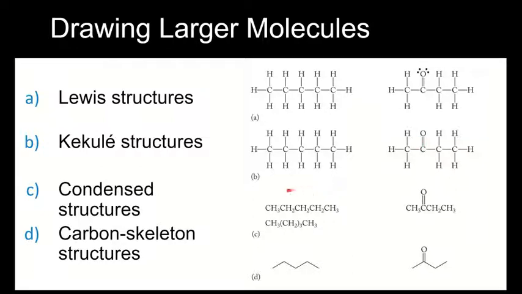Then we have these, which are called condensed structures. So you'll see this CH3 corresponds to a CH3 group like this, where you have the carbon and 3 hydrogens attached. Then in the middle of carbon chains, you can see you have these CH2 groups. So CH2, CH2, CH2, and then at the end, another CH3. So when you see these, I want you to know that it should look something like this.